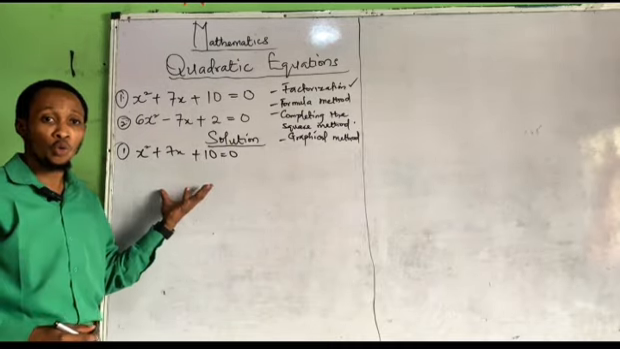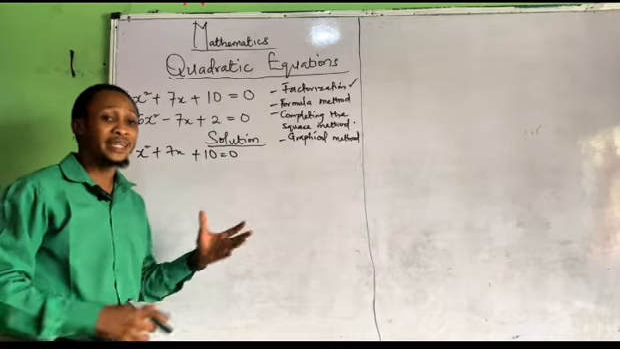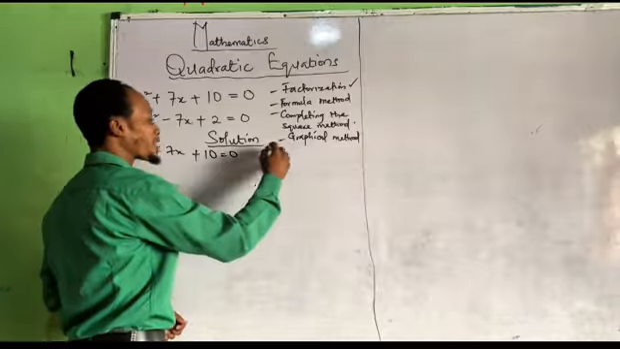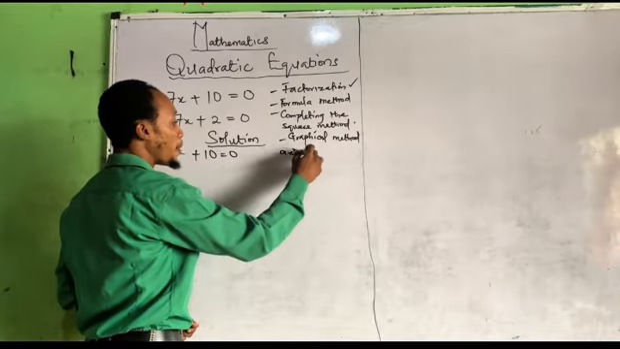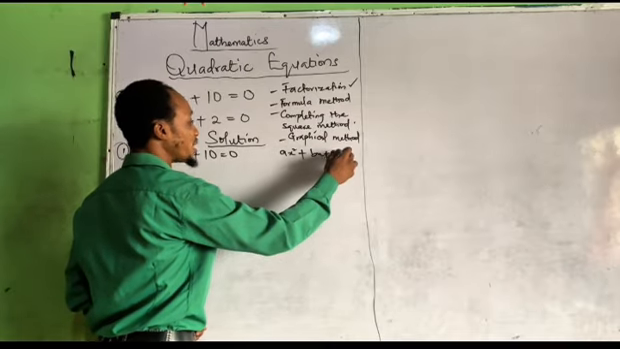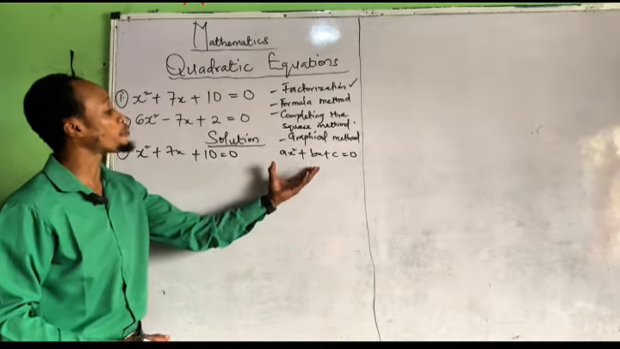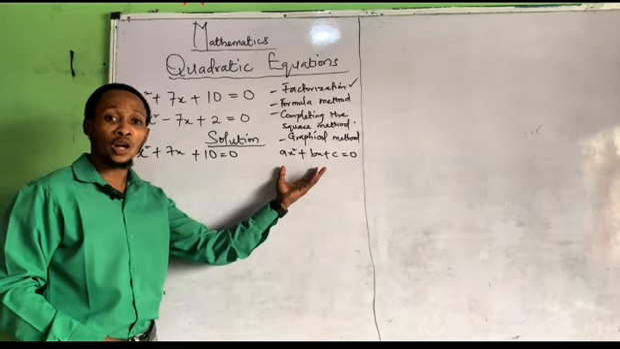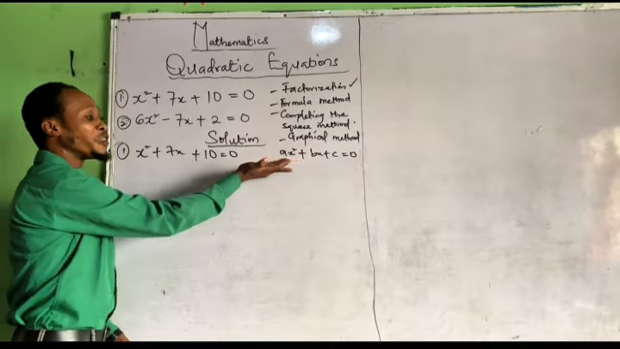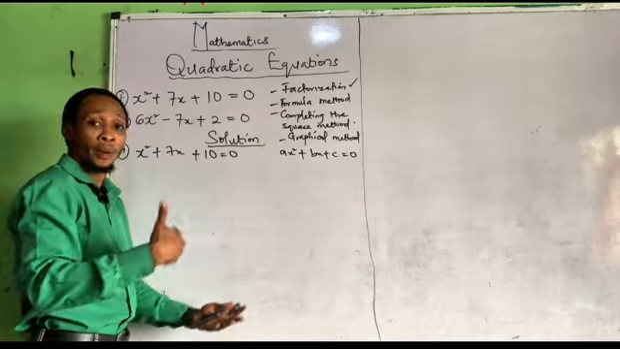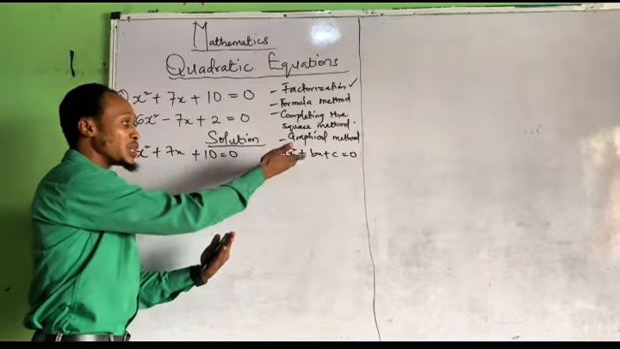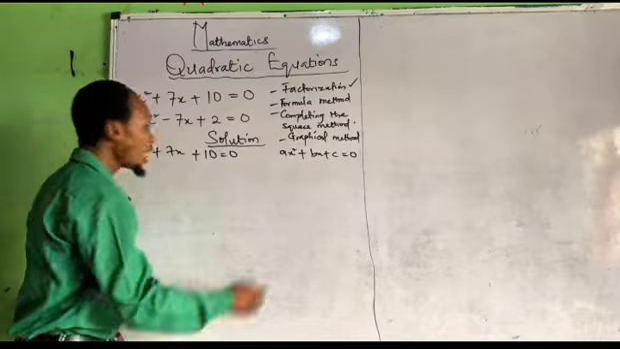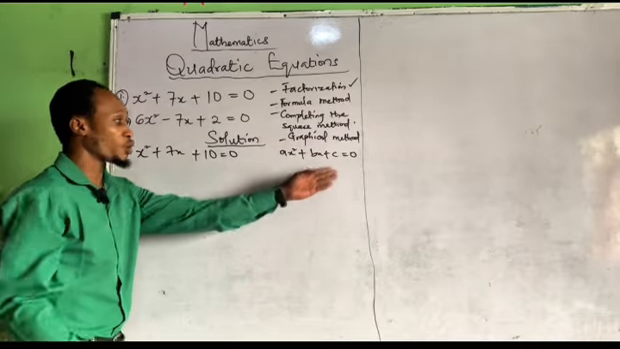The first thing you need to know when you are solving a quadratic equation is the general form. Our quadratic equation is ax squared plus bx plus c equals 0. Coefficient means the number or variable beside the term we are talking about. The coefficient of x squared is a, the coefficient of x is b, and the constant is c.